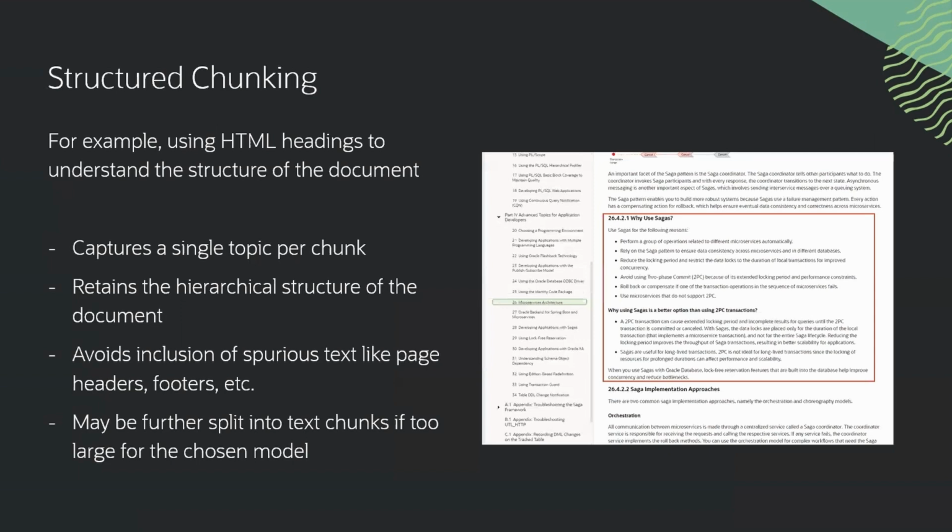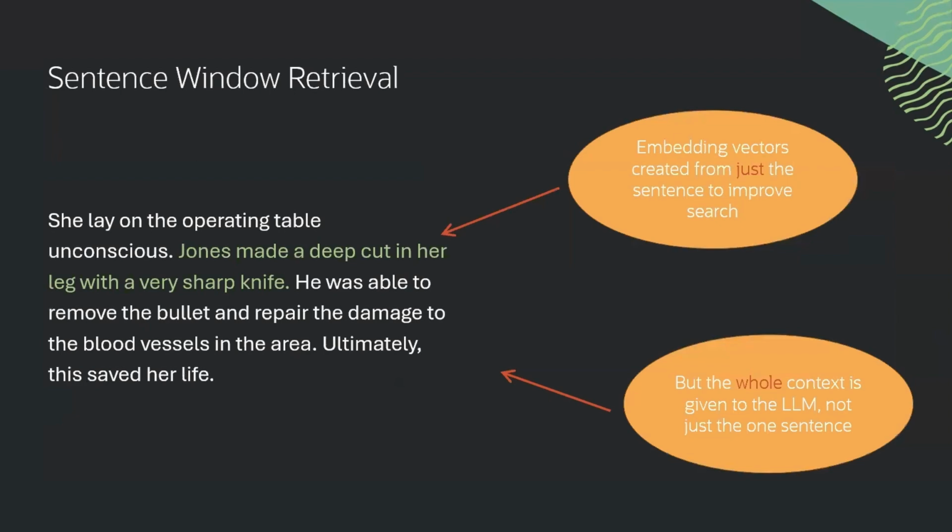Compare that to a structured chunking approach. Here, we take only a single topic, and we retain knowledge of the hierarchical structure of the content. We also avoid including extra unrelated text. In the demo, you'll see how much chunking can affect the quality of the output. A new technique called sentence window retrieval improves vector search results by creating embeddings at the sentence level, but the whole context is provided to the model, not just the one sentence.